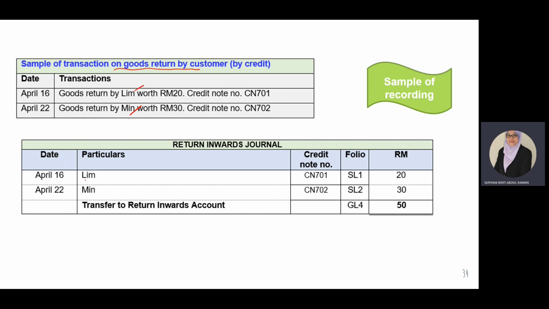So first, you record the first transaction, April 13, from Lim, put the credit amount, and we use folio SL1. Why? Because we already opened Lim's account before this. So you just maintain the same code and update the account. Similar to Min, we can record the returned goods by Min, and we use the old reference number SL2 because we already opened Min's account. Finally, the total of return inwards will be transferred to the return inwards account, which is a new account in the general ledger. So we will use GL4.